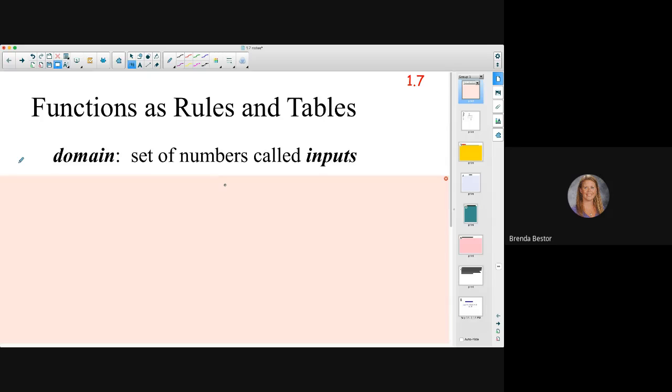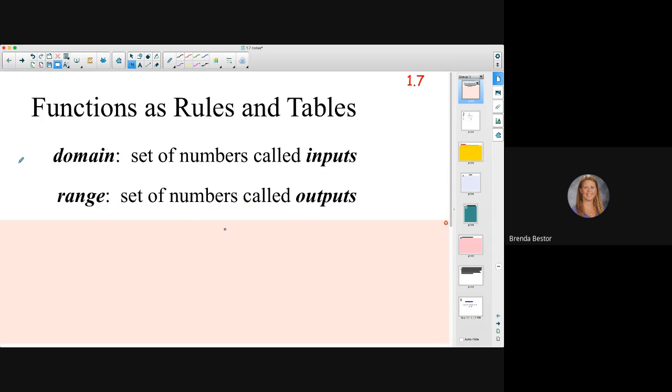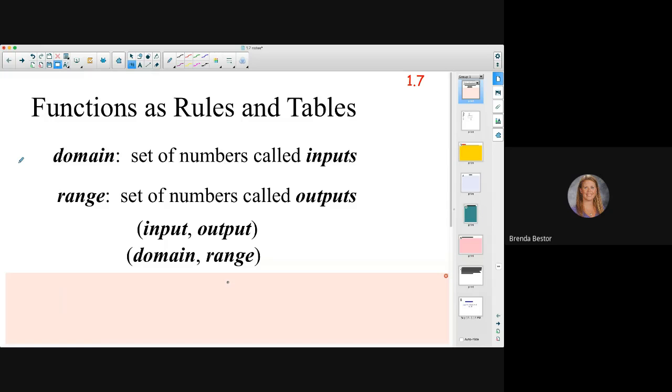So starting with the domain, it's a set of all numbers called inputs. Okay. And then the range is the set of all numbers called outputs. That stuff's already written down for you. You should have that on a handout. Domain and range go together. Inputs and outputs go together. And as you can see here, there's a set of how you would write that. It's kind of like coordinates. Input goes with output, domain goes with range.